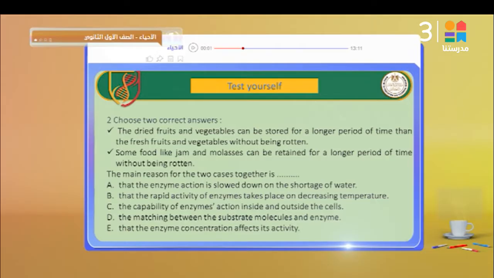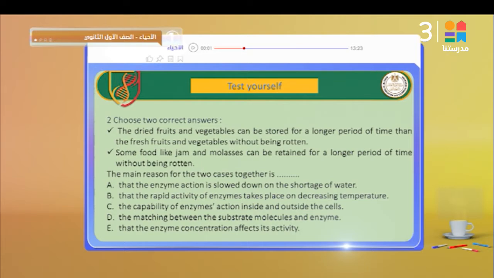But the molasses اللي هو العسل الاسود and the jams المربى ممكن تتعفن. ليه؟ The jams and molasses contain a large amount of water. So it's essential or appropriate for the growth of the pathogens and the microbes. Enzymes of microbes and pathogens are active in it, so it rotten quickly. But the dried fruit is not rotten, not at all.